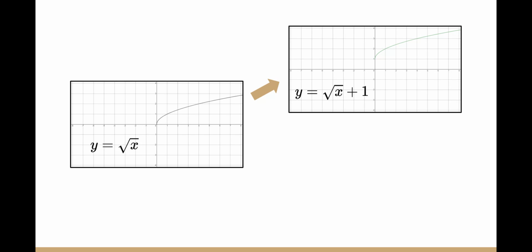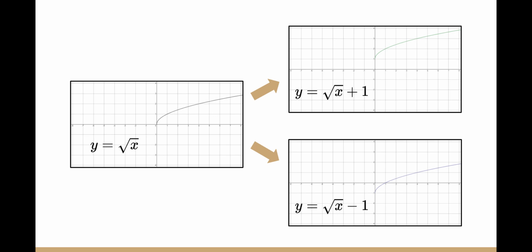Therefore, the function moves up and down because let's just say that x is equal to 0, then the square root of that would be 0. And if we were to add 1 on the outside, then that would make y equal to 1. And the same thing goes for subtracting 1.